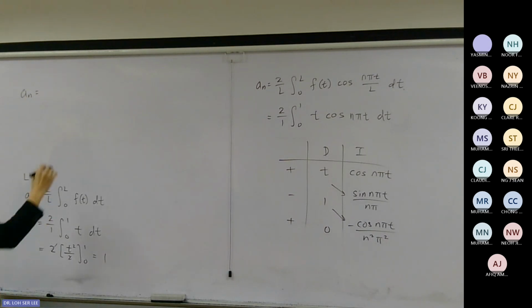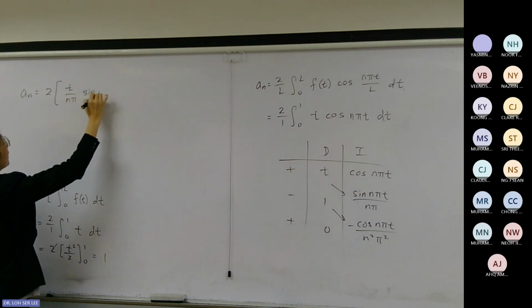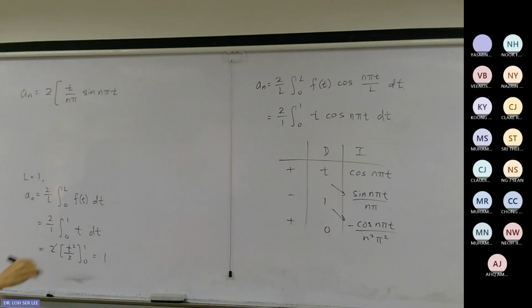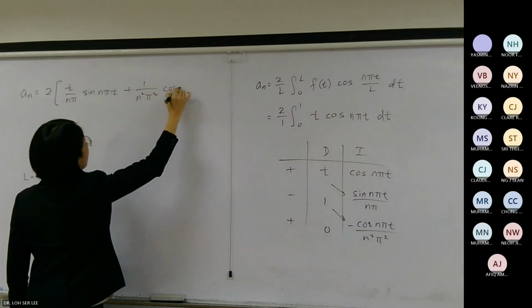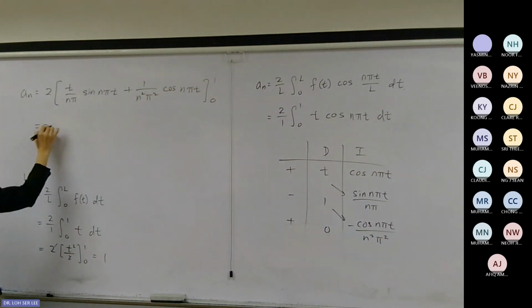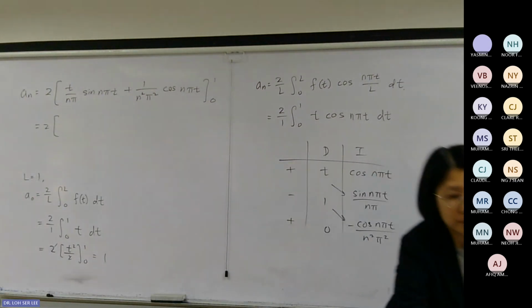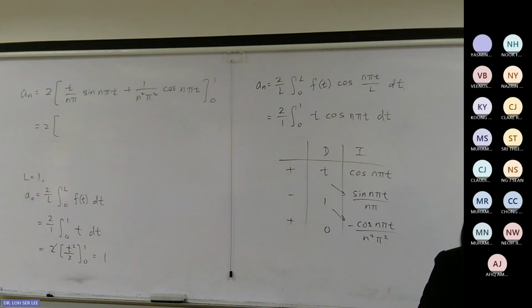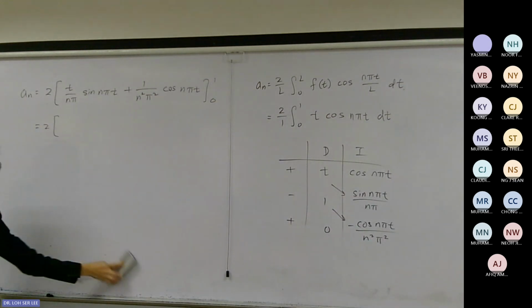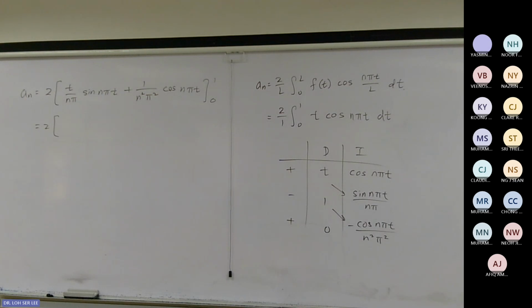Continue here. You have t over n pi, sin n pi t. Try to substitute the 1 into the t.